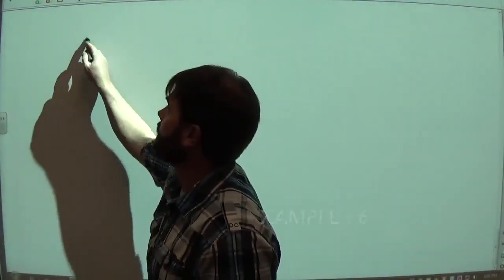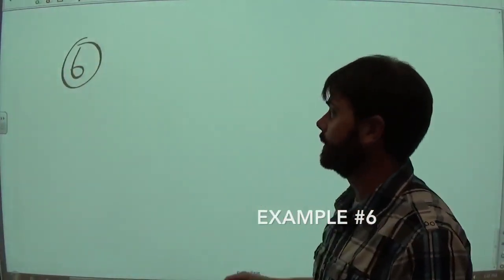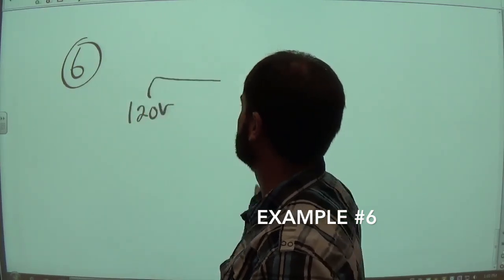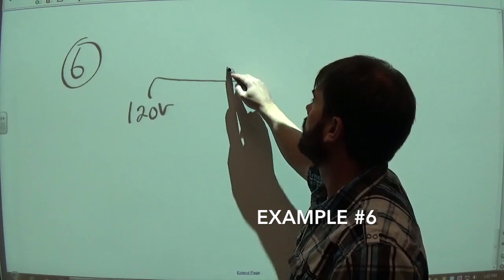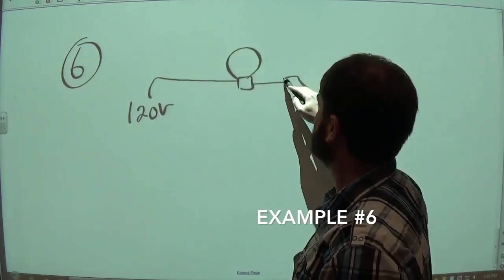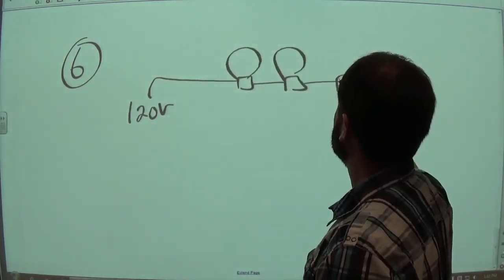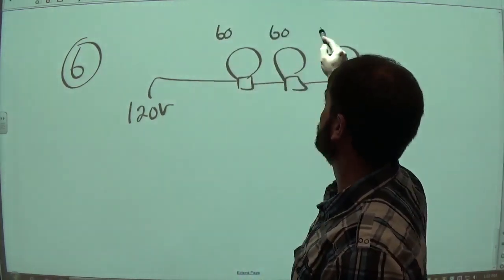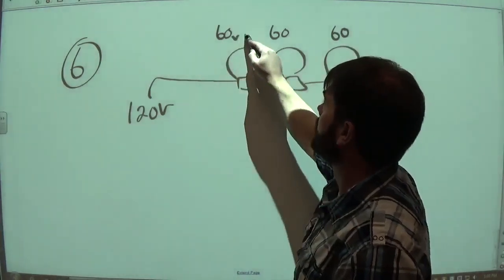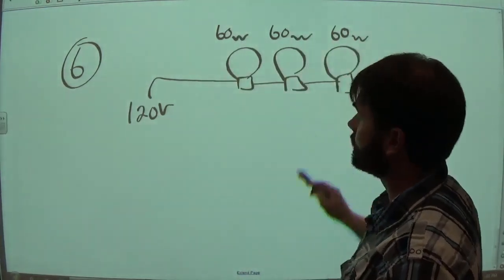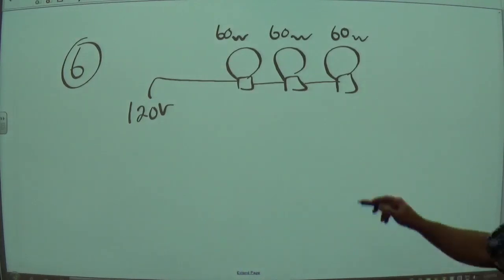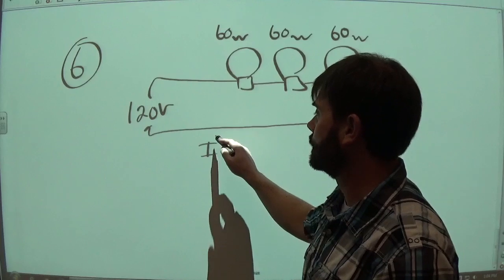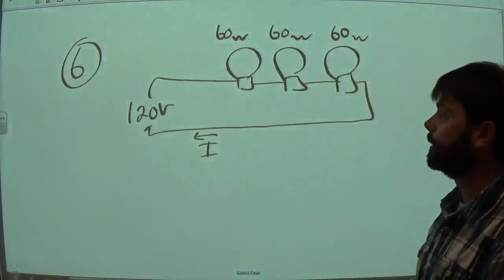And then for example number 6, they give us a little bit larger power source. They tell us that there's a 120 volt power source. They say that there's 3 light bulbs connected together, so they look kind of like this. Light bulb number 1, light bulb number 2, light bulb number 3. They say each of these light bulbs is equal to 60 watts. So they each have a rate of power that they're going to consume. And assuming this is all connected back together, they're asking what is the total current flowing through the wire.